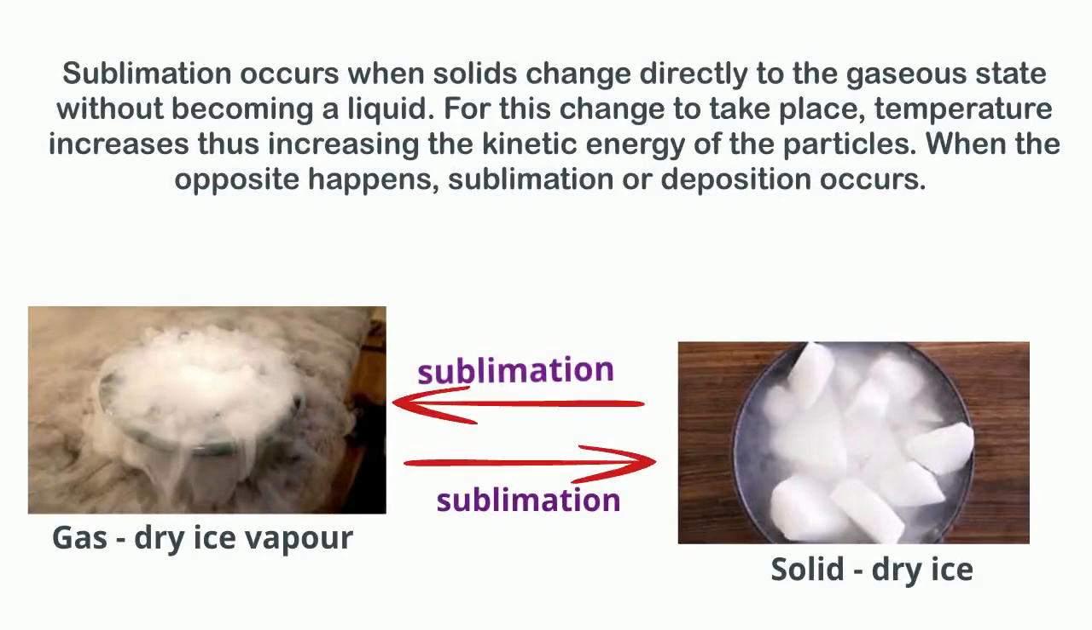Sublimation occurs when solids change directly to the gaseous state without becoming a liquid. For this change to take place, temperature increases, thus increasing the kinetic energy of the particles. When the opposite happens, deposition occurs.